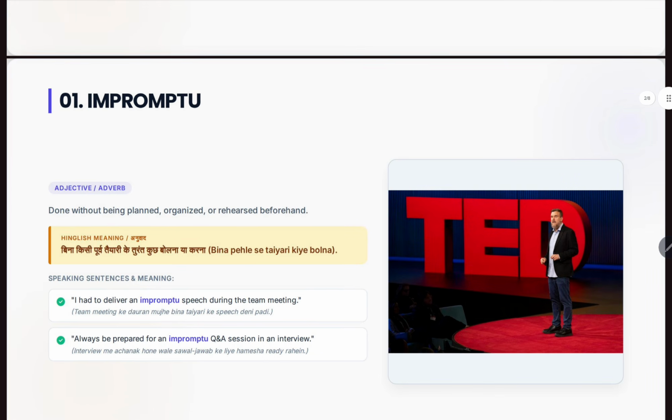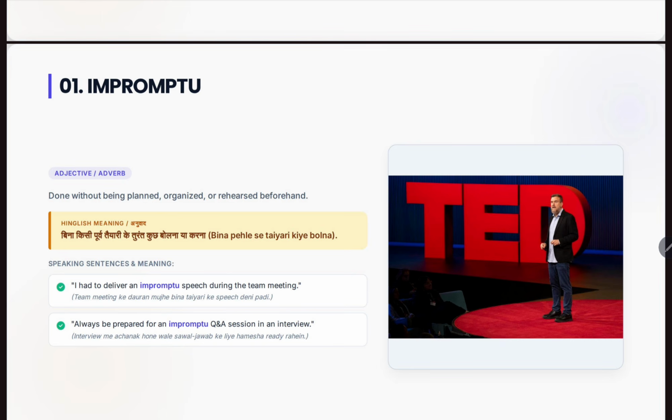The first word is impromptu. Basically, I have added the Hindi translation of the meaning because many students are not understanding completely the meaning of the word. That is why I have added it, but I'll speak only in English. I'll explain the meaning of the word in English because here we will talk in English completely. Okay, so now let's start.